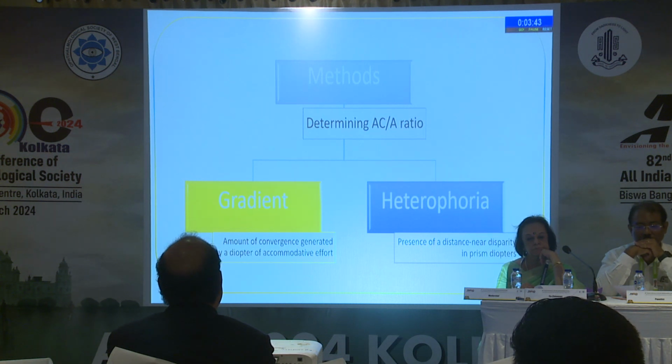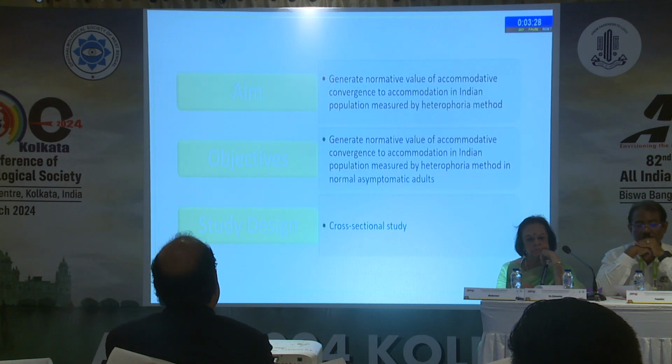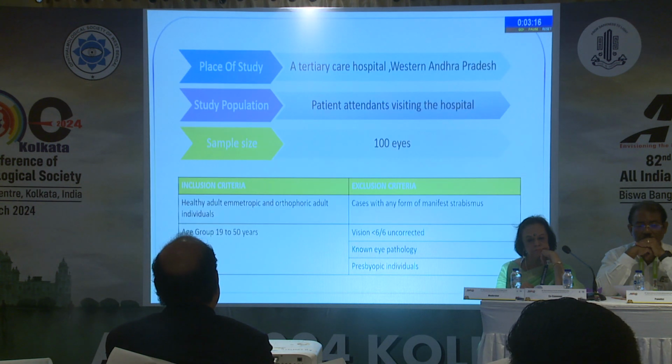The heterophoria method has convergence as a component and it measures interpupillary distance, so it varies in various races and ethnicities. So it has more clinical relevance. Our study is a cross-sectional study. The aim is to determine AC by A ratio in the Indian population by the heterophoria method, measured in normal asymptomatic adults. The place of study was a tertiary hospital in Western Andhra Pradesh.